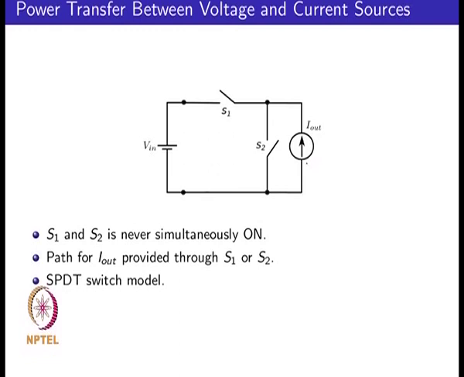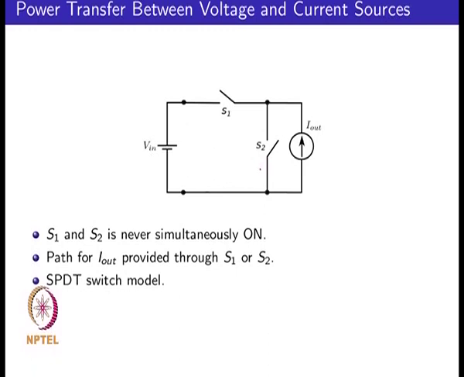So, if you have a combination such as this, the number of switches that you need can be reduced to just 2, S1 and S2, and to prevent the voltage source Vn from getting shorted, it means that S1 and S2 cannot be simultaneously on. So, either S1 is on or S2 is on, but not both. Similarly, you need to provide a path for the current I out to flow. You cannot prevent the current from flowing through I out, which means that S1 or S2 has to be on.